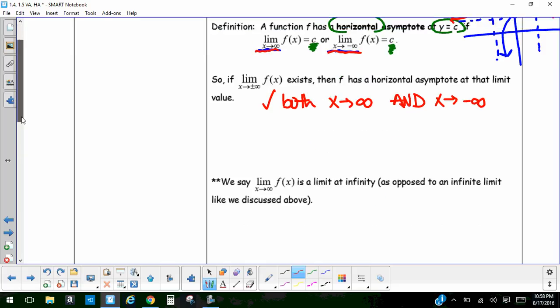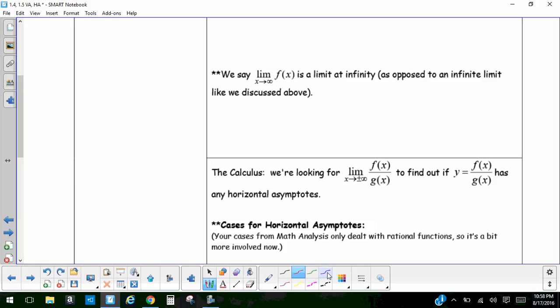Okay? Then to some vocab. A limit at infinity is letting x go to plus or minus infinity. And that's what we've just talked about, how we see if we have horizontal asymptotes. An infinite limit is if the answer is plus or minus infinity. That's what we talked about yesterday when we have vertical asymptotes. So vertical asymptotes cause infinite limits. Horizontal asymptotes cause limits at infinity.